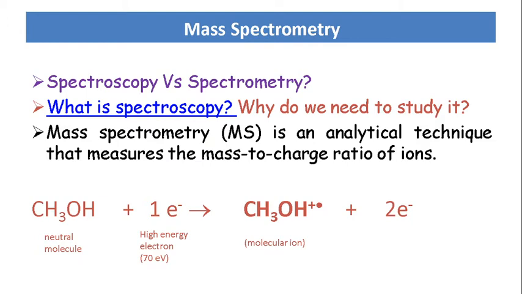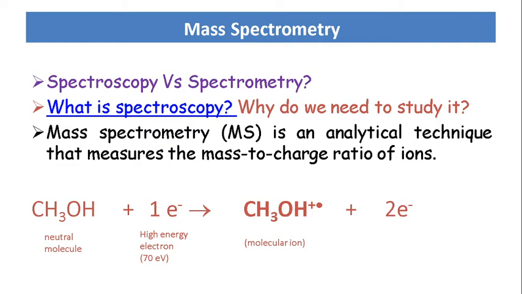Instead of that, there is an ionization of the molecule, and the detector detects the molecular ion and we get a spectrum. So this is not a spectroscopic technique, but it gives a spectrum like other spectroscopic techniques, which is very useful to determine the structure or other structural aspects of any unknown compound. That's why it is very important to study in detail.